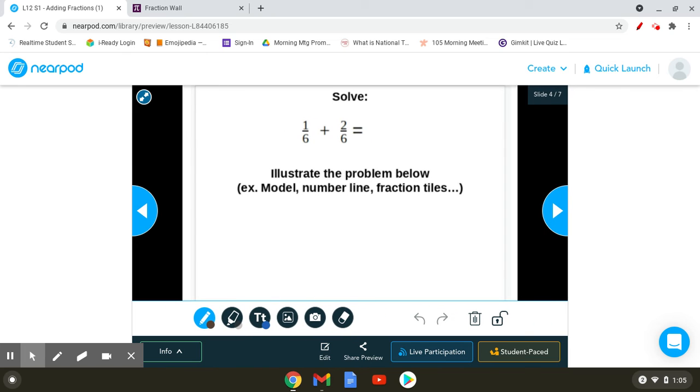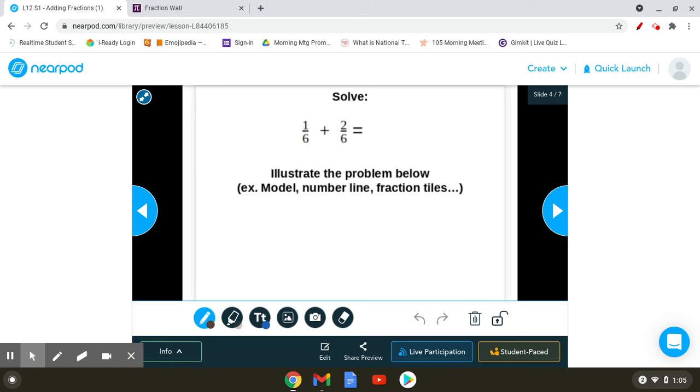So here, you are going to go into the Student Pace Nearpod that's posted with this video. You are going to push pause on this video and try this problem yourself. I want you to show me, what does 1/6 plus 2/6 equal, what is its answer? And how can you show me what this problem is, using a model, a number line, or fraction tiles?